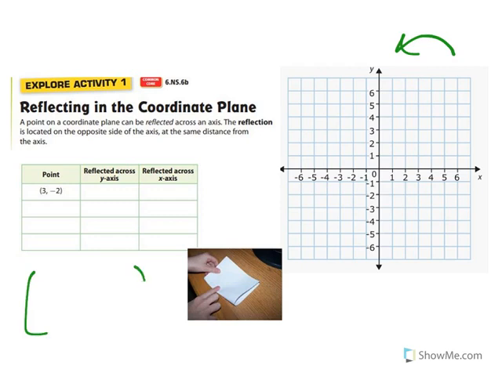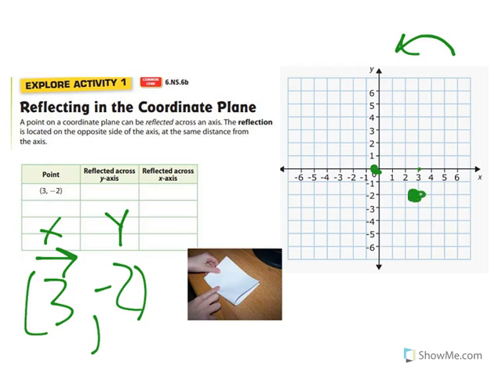Let's take our starting point and graph it. What does this mean? This is my x coordinate, and this is my y coordinate. The first one is across, the second one is up and down. So I'm going to start again at 0. I'm going to go over 3, and now I'm going to go down 2 because it's negative, and that is my point. Now pretend that I reflected over the y-axis.